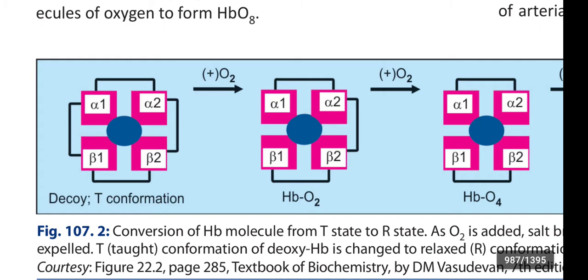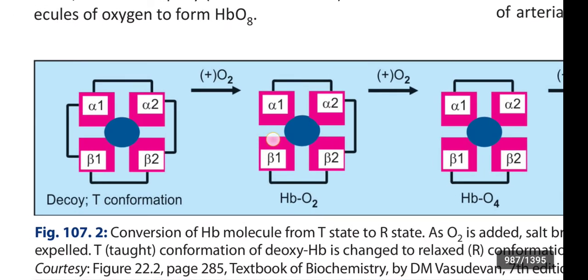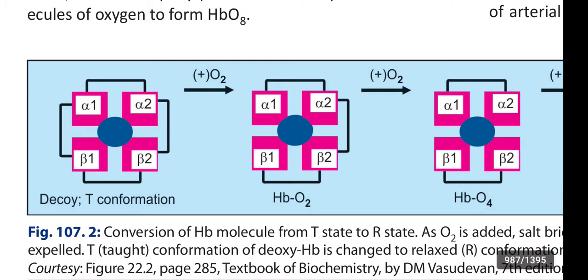This figure shows the conversion of the hemoglobin molecule from T state to R state. In low partial pressure of oxygen, all the subunits come closer and form the tense state. When one oxygen combines with the hemoglobin molecule, it turns all the subunits into the R state, with free binding sites for oxygen.